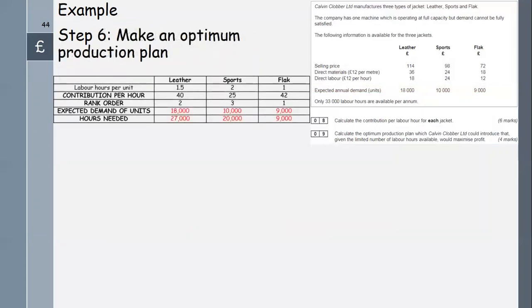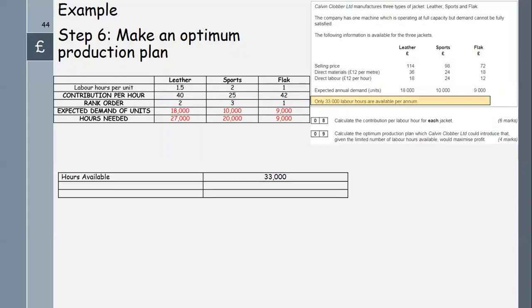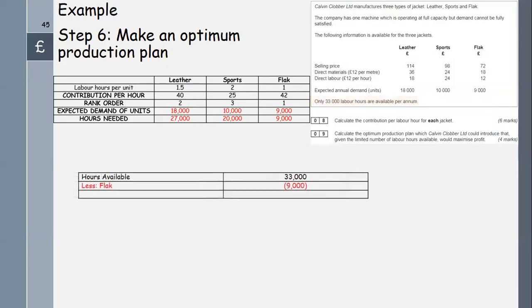So step 6, we make an optimum production plan. To help us do this, I like to do this as a little list. So we remind ourselves that the hours we've got available is 33,000, and we're going to first of all do rank 1. So we're going to do flak first. So from that 33,000, I'm going to take away the hours needed for flak. So I'm going to take away 9,000, and that's going to leave me with 24,000 hours left. And that's the hours that's left to do my rank 2, which is the leather.